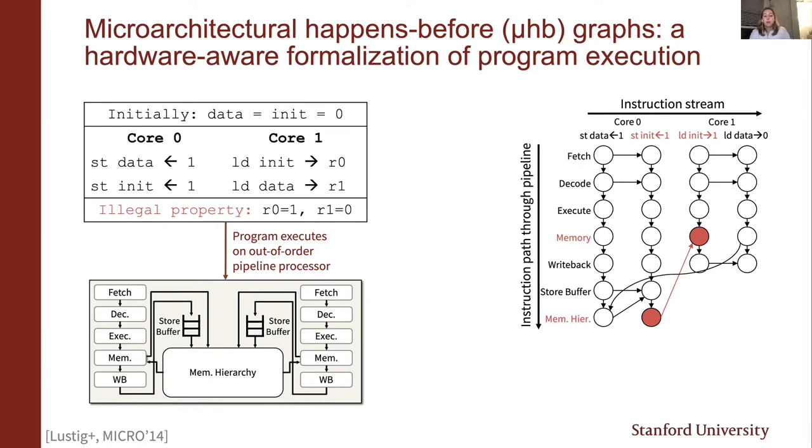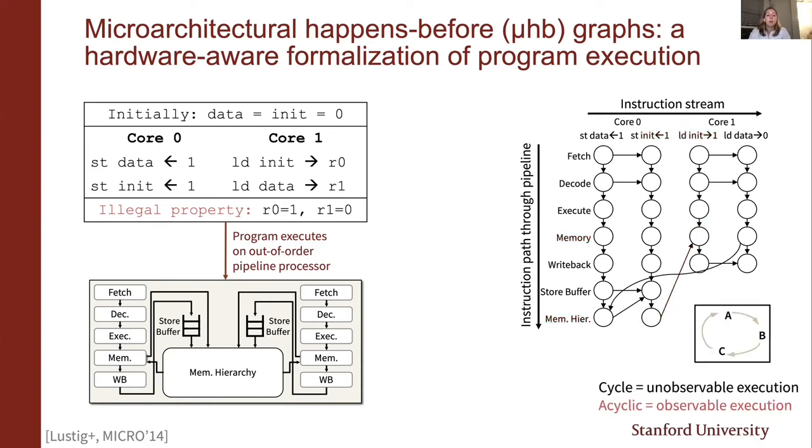What makes happens before graphs like this MuHB graph so useful for evaluating correctness properties like the one on this slide is that a cycle in a happens before graph corresponds to an impossible or unobservable event sequence, while an acyclic graph corresponds to an execution scenario that is possible or potentially observable. Here, the graph is acyclic, meaning that the illegal program behavior is observable on this hardware design.